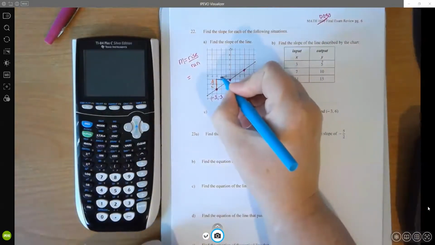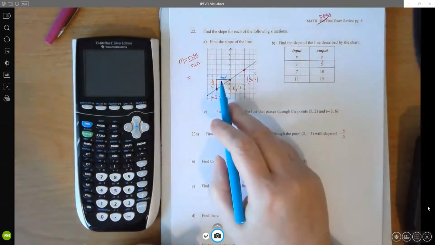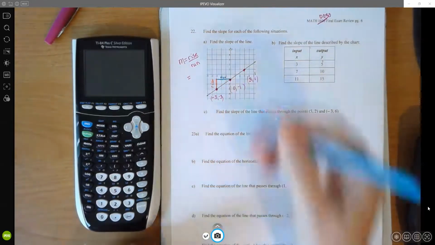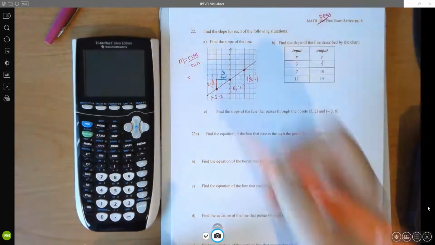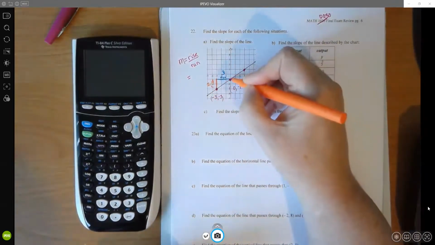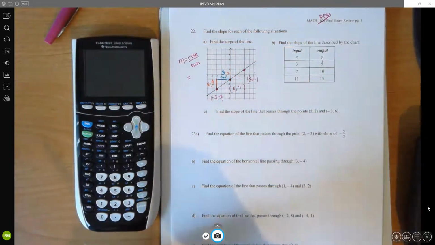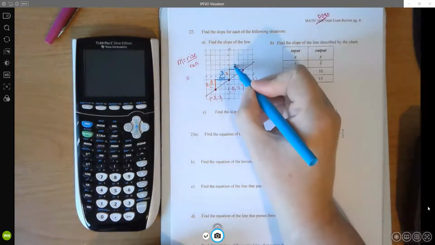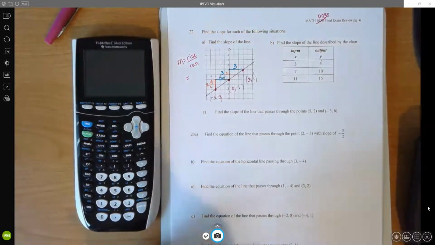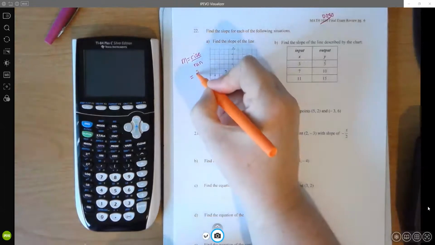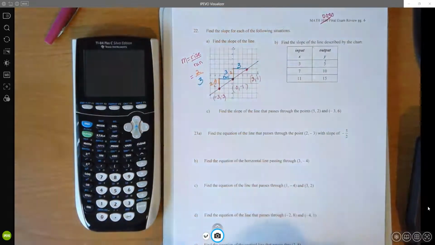Well, how far am I rising? I went up 2 units and I'm running 1, 2, 3. So that's rise 2, run 3. Does that hold true for the next? Rise 2, run 3. So what is the slope? Well, the slope then would be rise 2, run 3. So the slope is 2/3.